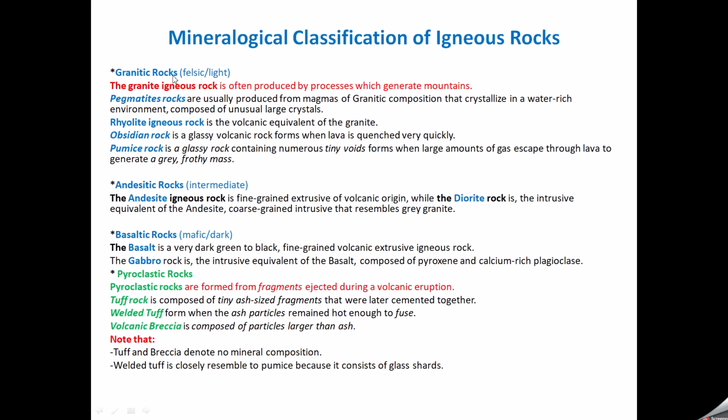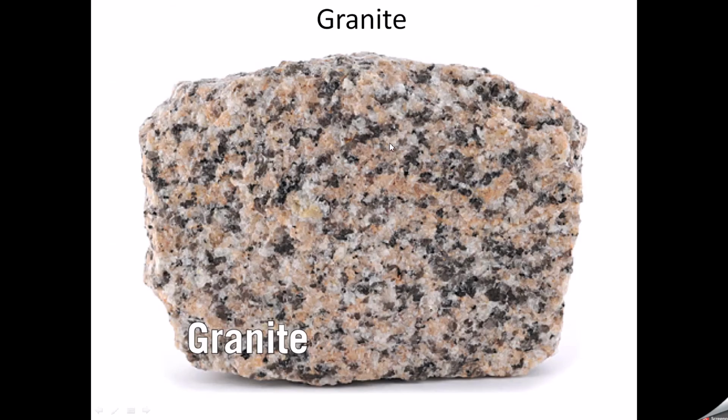So let's look at the granitic rocks. We have pegmatite rocks. We have rhyolite igneous rocks. We have obsidian, and we have pumice, and we have granite. Let's look at the pictures. So this is the granite, or the granitic rocks, the felsic. This is the plutonic one that crystallizes under the surface. The crystals are so large because they got a long time of cooling, or a slow rate of cooling.